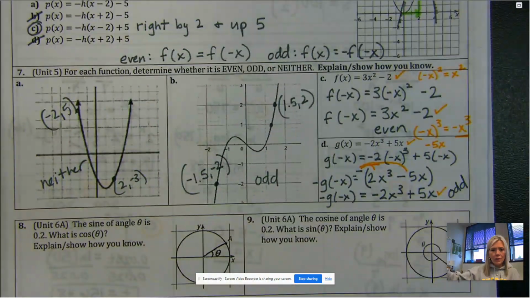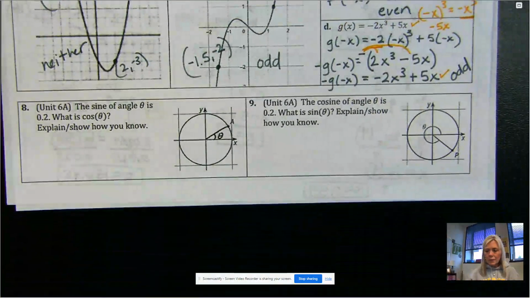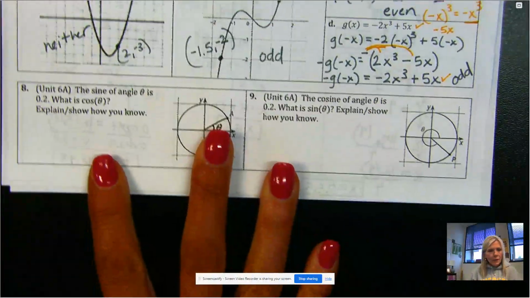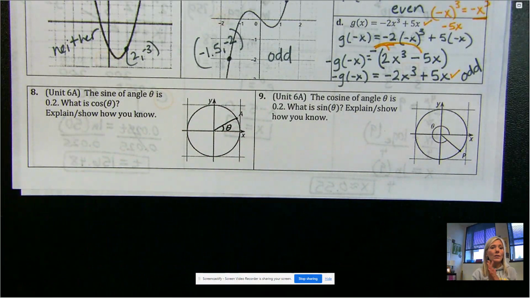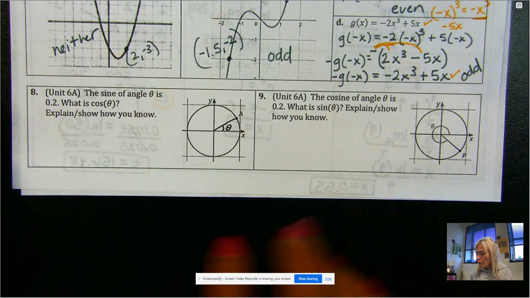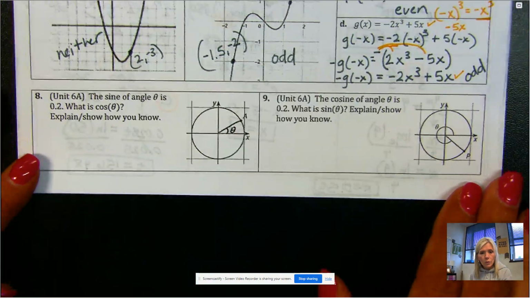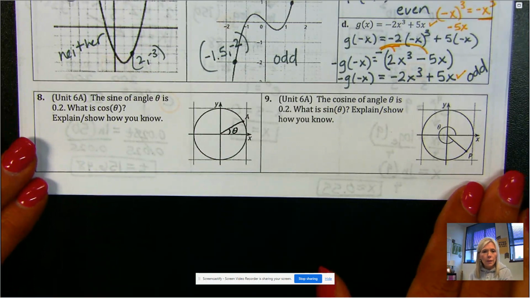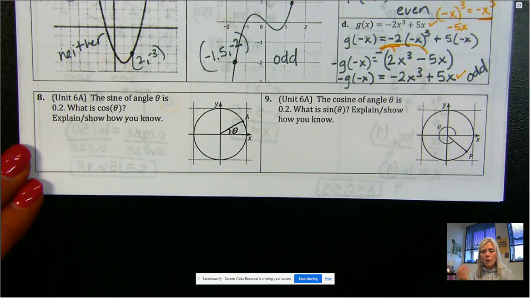Moving on to Unit 6. Okay, so Unit 6 was all about trig. The first part of the unit was on the unit circle, and then the second part of the unit was all of the functions.